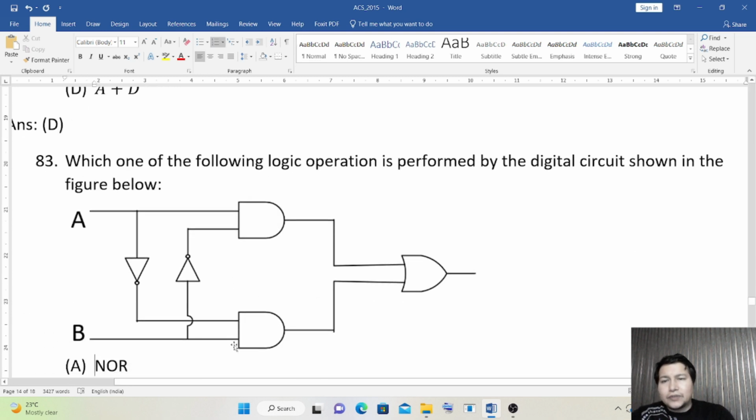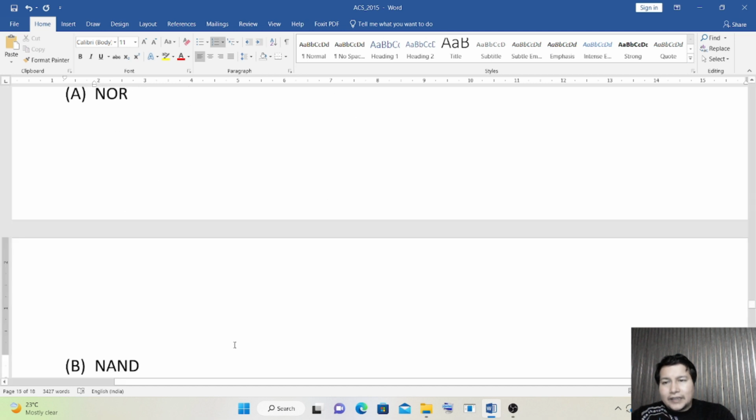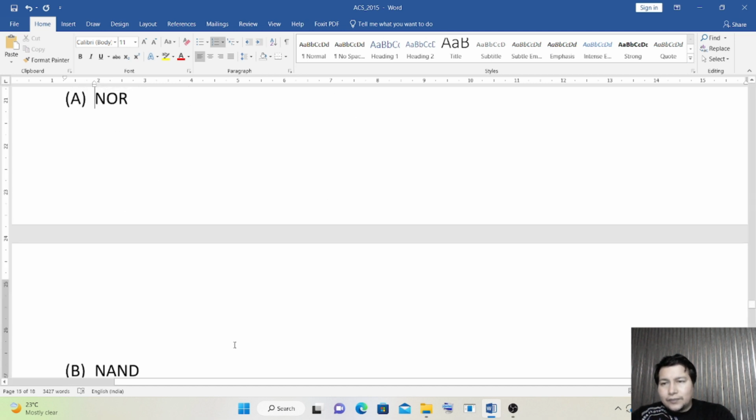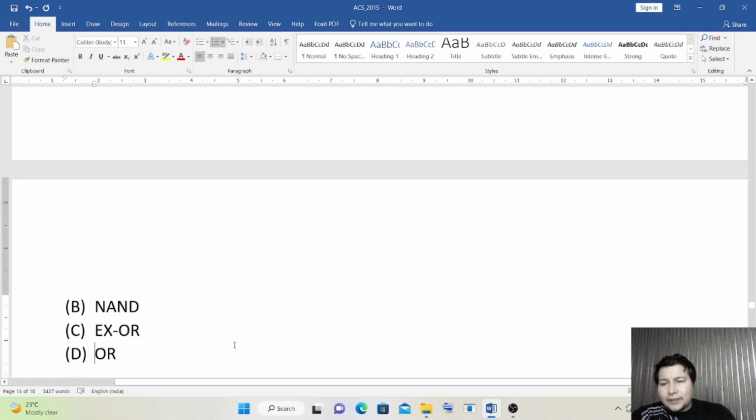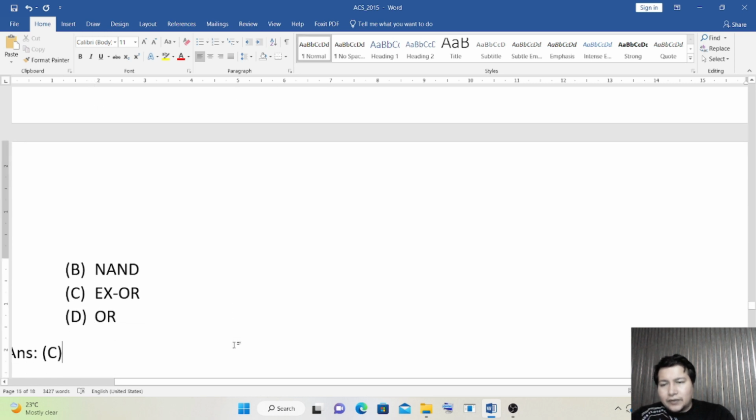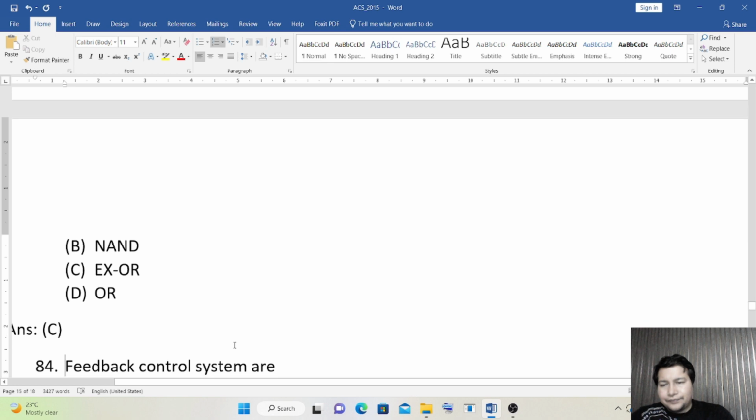83 number question: which one of the following logic operations is performed by the digital circuit shown in the figure below? NOR, NAND, XOR, OR. Option C will be XOR.